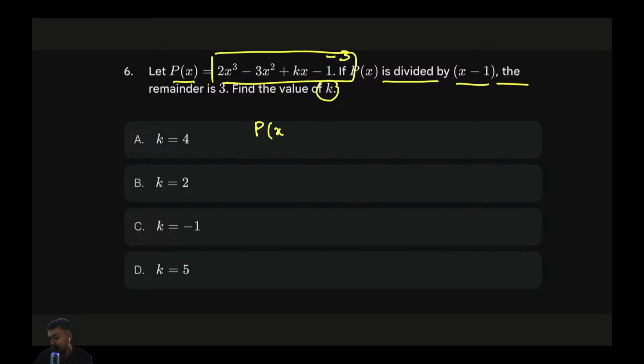So p of x equal to 2x cubed minus 3x squared plus kx and minus 4. Yeah, I think minus 4. And what's next? I think this question needs a long solution. I'm sorry, maybe we can skip.